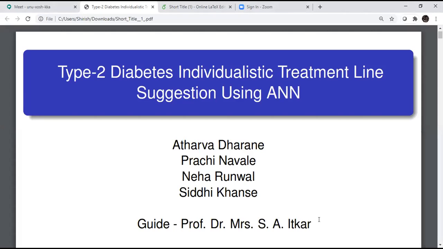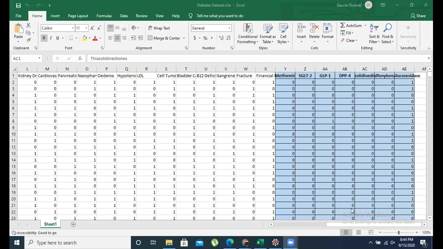So presently in the world, there are around 11 drug types which are used to treat type 2 diabetes patients. Out of these, 7 are popularly used, and our project basically classifies patients according to their characteristics into these 7 classes, which are the drugs. So, namely, these drug types include DPP-4, metformin, SGLT2, and so on.